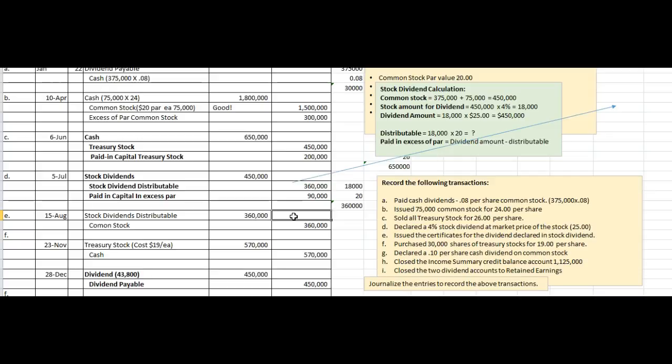stock. So the next one is we're going to distribute this. And when we distribute it, we only distribute that $360,000.